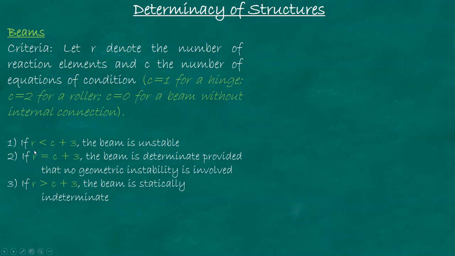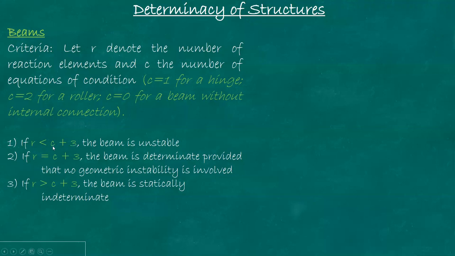So, ang criteria is this one. Ang left side is ang unknowns, ang right side ang equations. If R is less than C plus 3, the beam is unstable. So, I will explain. Una ang unknowns, R. C is equation. Kining 3, kato ang original conditions of equilibrium. Sum of force in X equal to 0. Sum of force in Y equal to 0. Sum of moment equal to 0. Given na daan ang 3 equations. Kanang C additional equation na.